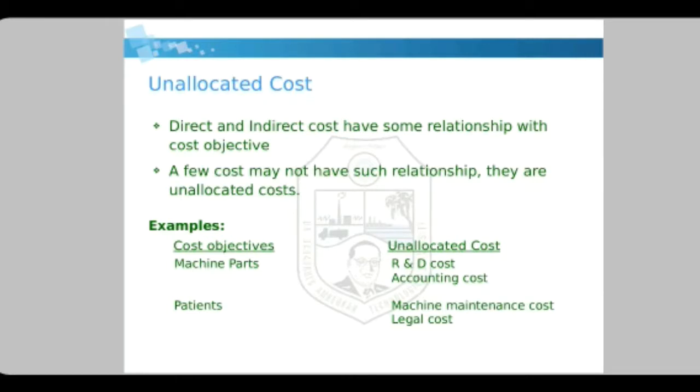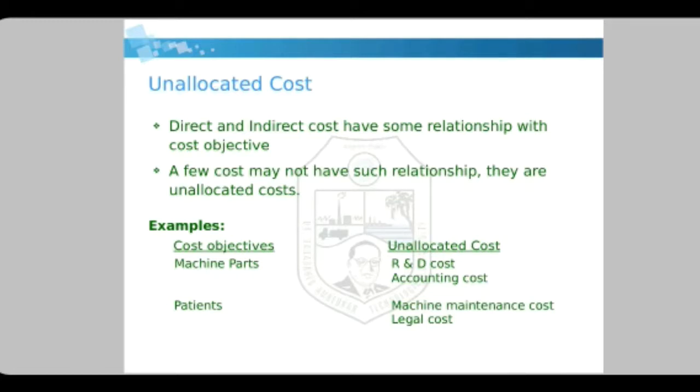Accounting cost is also not related to the machine parts. How? Because we are not only doing accounting of that particular part, but we are doing accounting of all the products. We are doing accounting of sales, production, buying, selling, right? So accounting cost also is an unallocated cost.